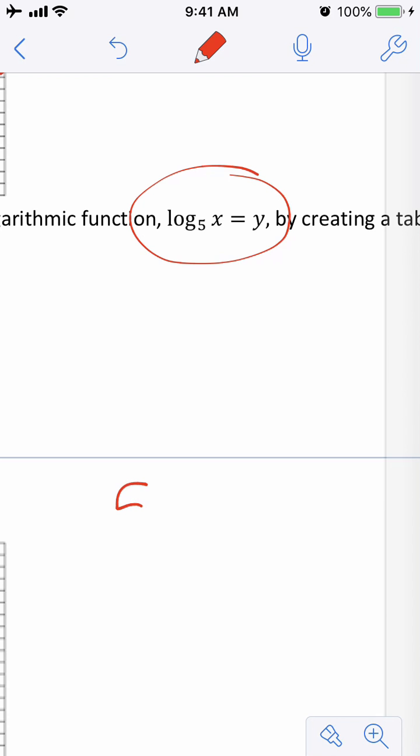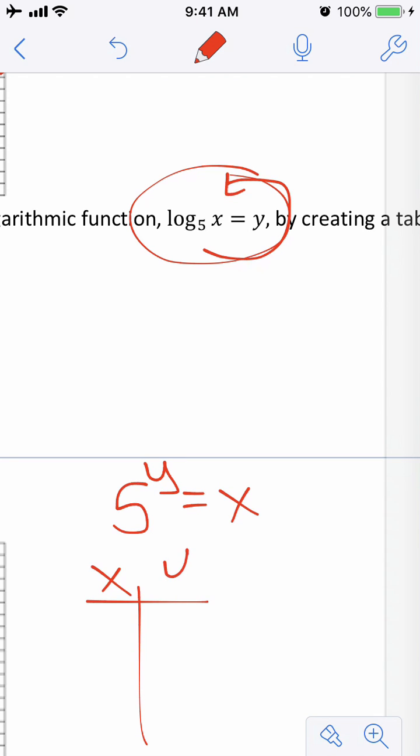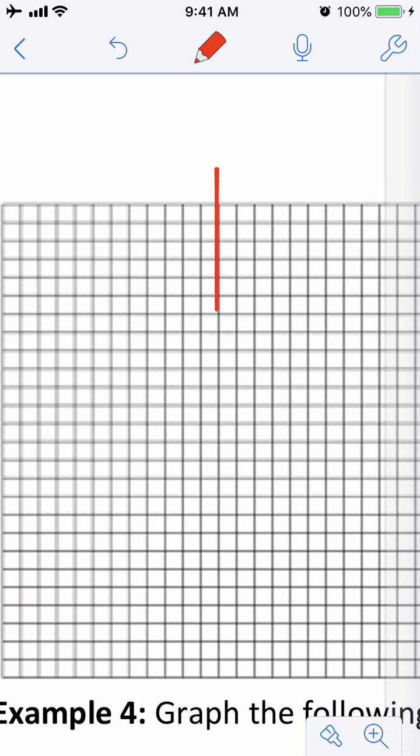So I'm going to convert this: 5 to the y equals x, right, around in a circle. Make a table. Choose my y's: 1, 0, -1. 5 to the first is 5. 5 to the 0 is 1. 5 to the -1 is 1/5. Very similar to the log base 3 problem, right?